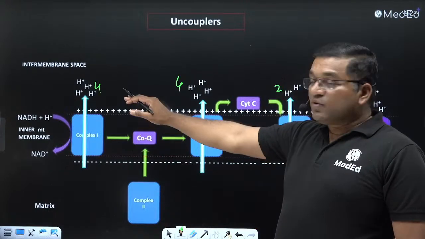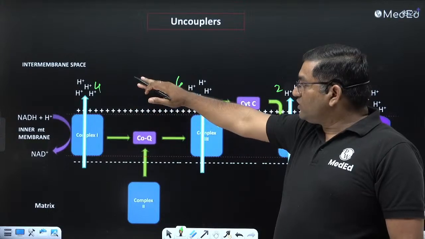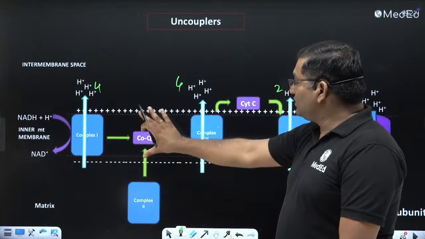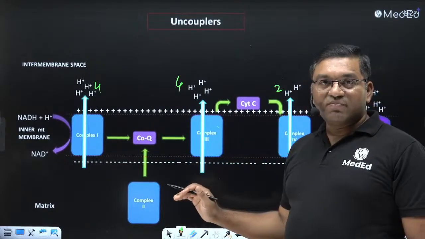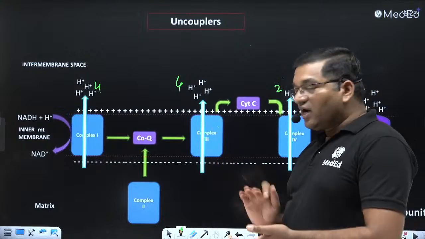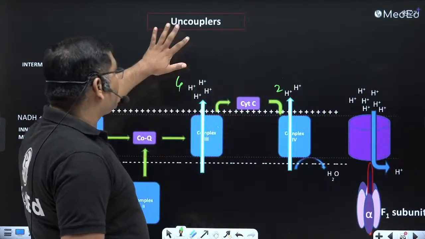So there is continuous pumping of protons into the intermembrane space, which gives positive outside and negative inside towards the matrix side. That generates the proton gradient across the membrane, which is important for ATP synthesis. This is the chemiosmotic hypothesis. Now what is the role of uncouplers?